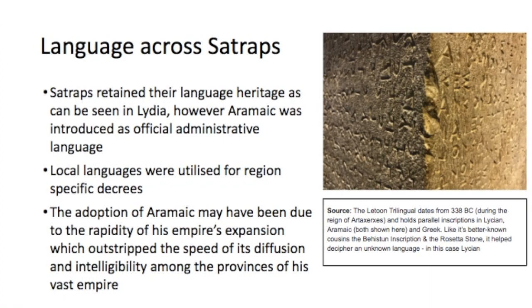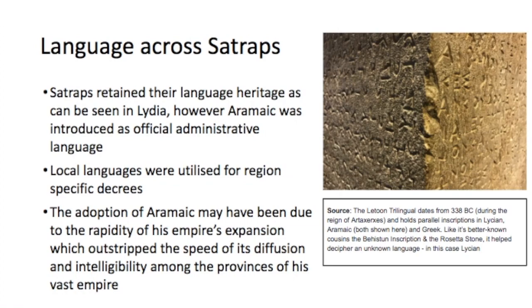And the adoption of Aramaic as a common language may have been due to the rapid expansion of the empire, which outstripped the speed of its diffusion and intelligibility among the provinces of the vast empire of Darius. So because of the huge expansion, they're not able to use the traditional language of Old Persian, and because of its complexity, they opted for a much simpler language, which is already being used in other places around the Near East.